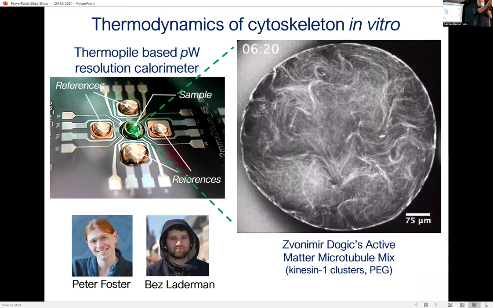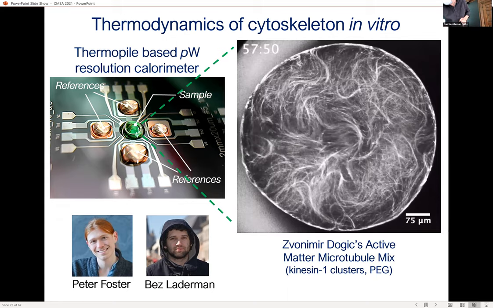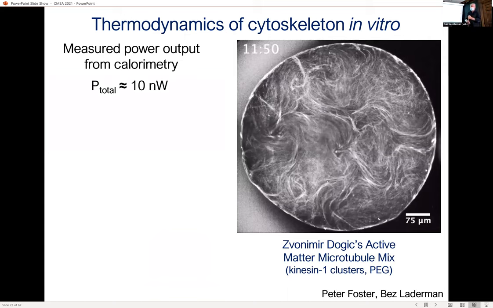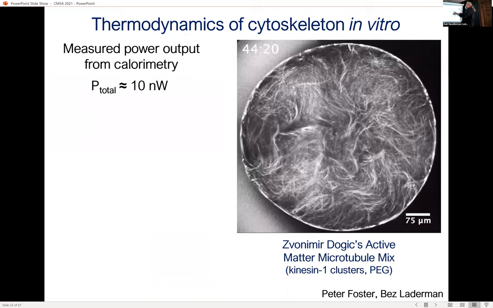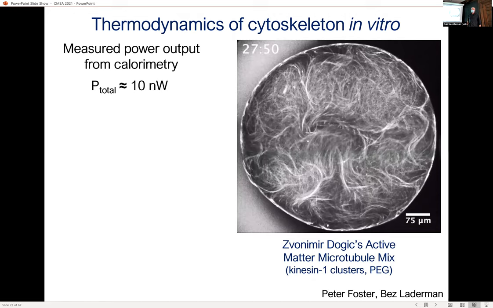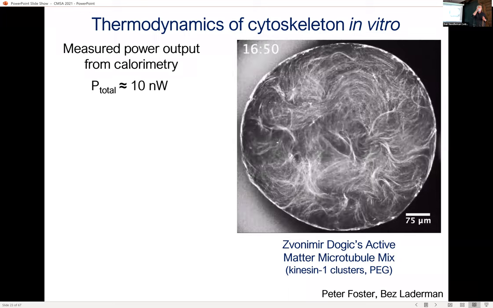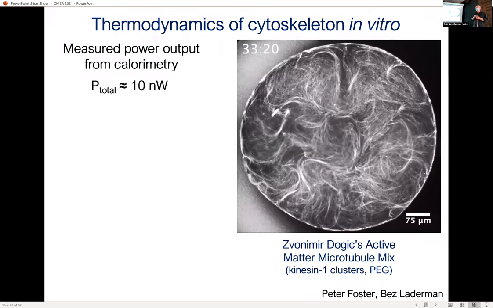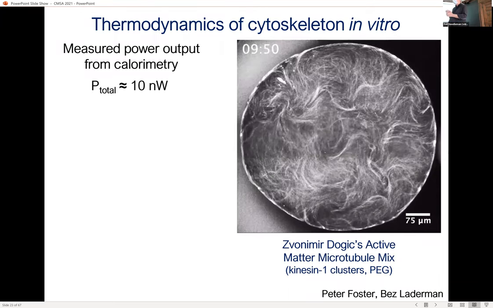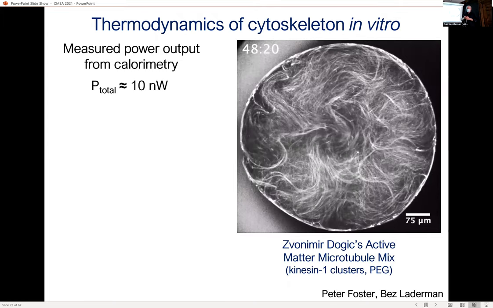If you have steady enough hands, maybe you could have a little. Okay, so Bez and Peter put the sample on and they see a total power output of 10 nanowatts. All right, so we're all done now. So what is that then? That's quite a bit compared to your resolution. Yeah, so it's very good.